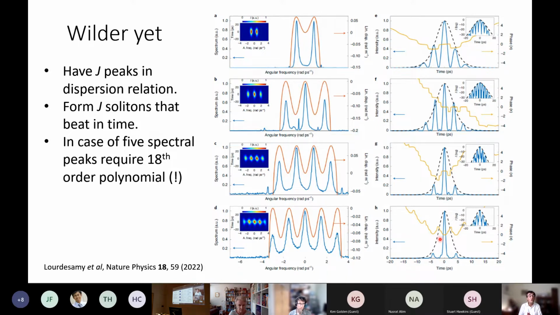Now you will say, this is all kind of nice and dandy. Is this useful? And the answer is yes. Now, before I go to that, I just want to point out that some of these dispersion relations here, these orange ones, are 18th order polynomials. This really reflects the fact that we can dial in or program in any dispersion we want.